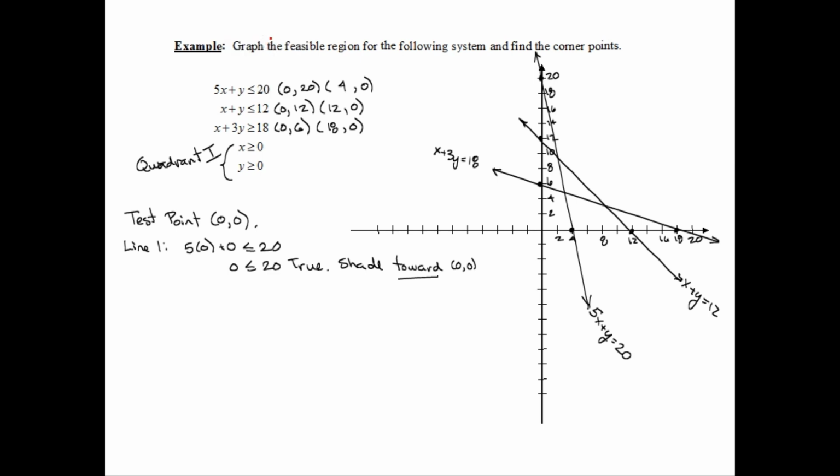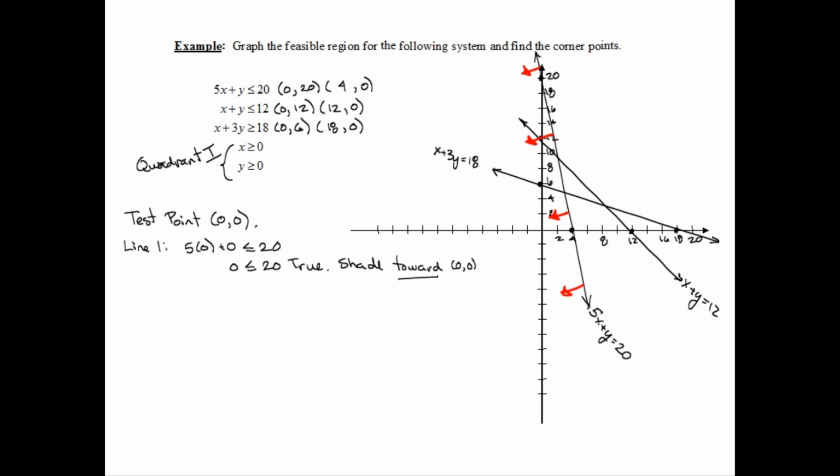And with 3, once you start to get 3 lines, it starts to get a bit confusing if you shade all over your paper. Unless you use different colors. So let's just indicate our shading direction with arrows. So I'm going to shade this one toward the origin. We'll eventually shade only our final region. Okay, so that one gets shaded toward 0, 0.